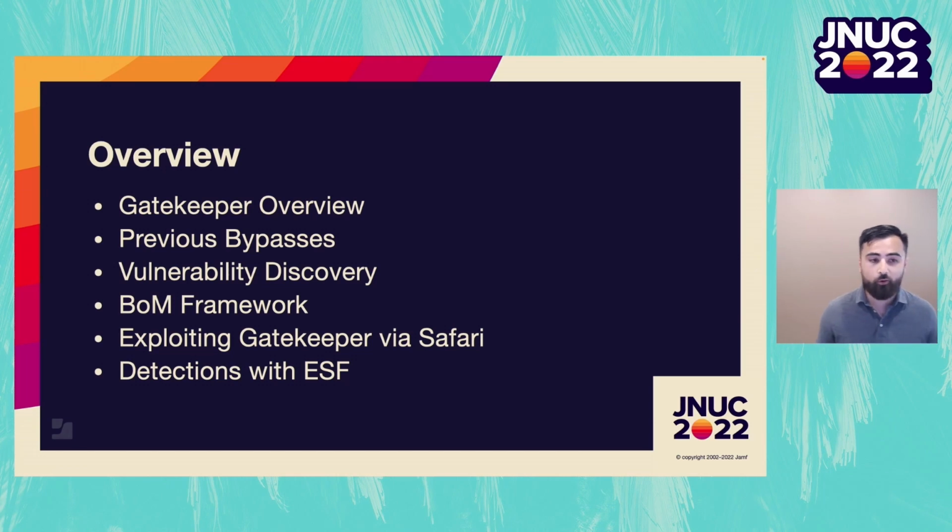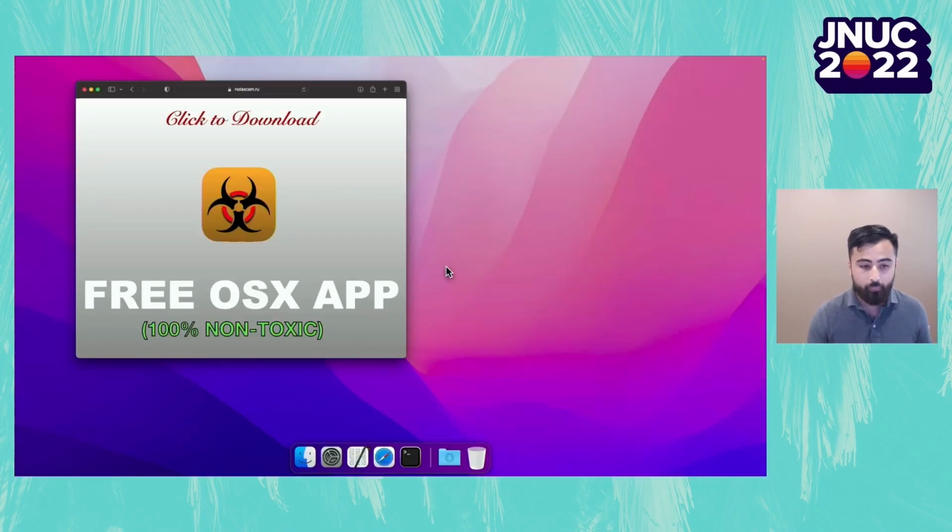So we will be going over a number of things today. We'll go over what Gatekeeper is, some previous Gatekeeper bypasses discovered by other researchers. We'll also get into how we discovered this vulnerability. We'll get into something called the bomb framework, which is related to this vulnerability, as well as exploiting Gatekeeper via Safari. And finally, we'll wrap up with detections with ESF, or Apple's Endpoint Security Framework.